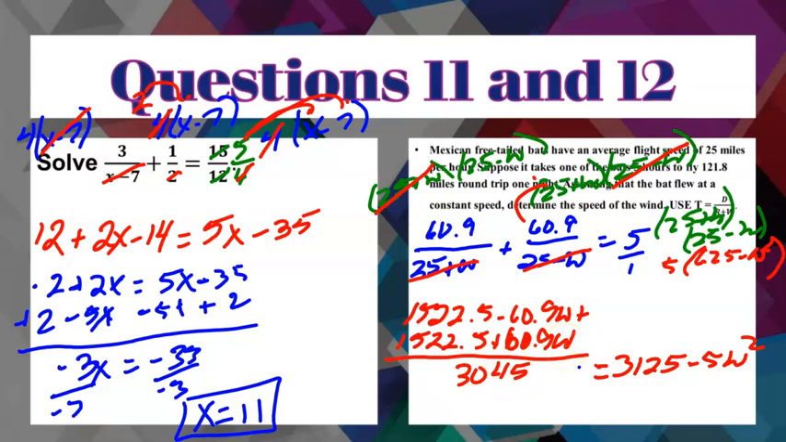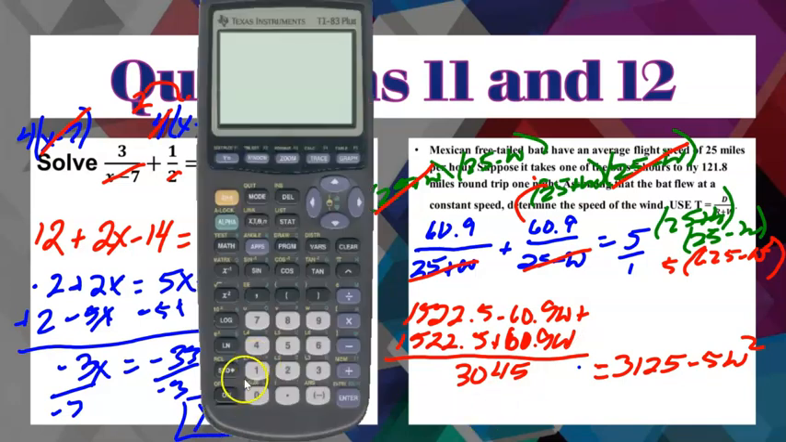So now I'm just going to use the rest of it with my calculator. So here I have 3045. I need to get the W squared by itself, so I'm going to subtract 3125 on both sides, and I get negative 80. Divide that by negative 5 to get the W squared by itself, and I'm left with 16.